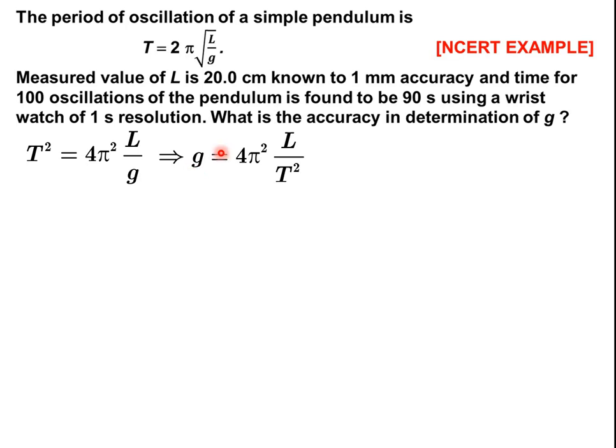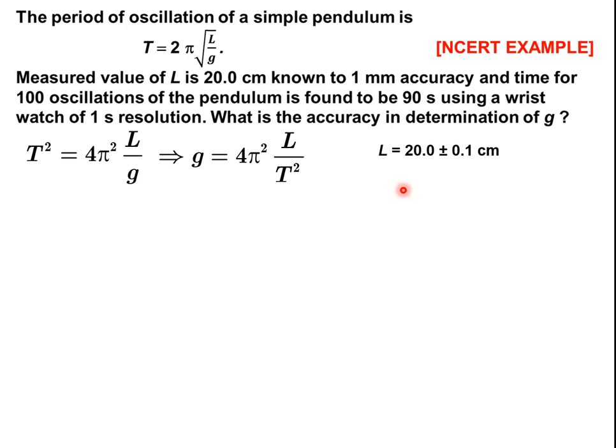Now, length can be written as 20.0 plus minus, this is the maximum possible error, 1 mm, here we have centimeter. Change millimeter to centimeter, divide by 10. It turns out to be 0.1. So length is 20.0 plus minus 0.1 centimeter.